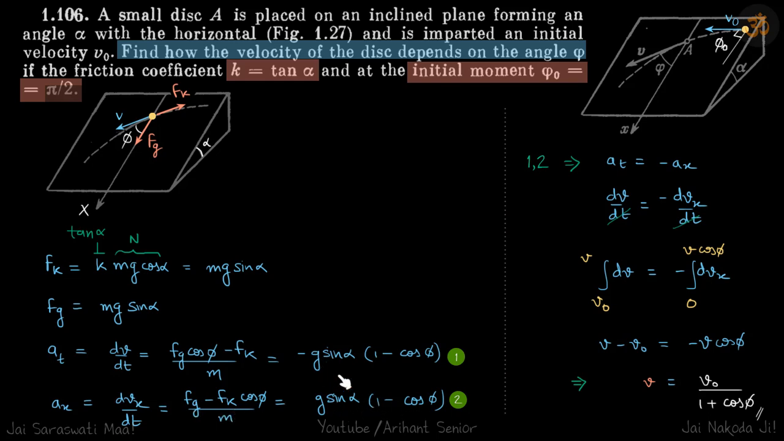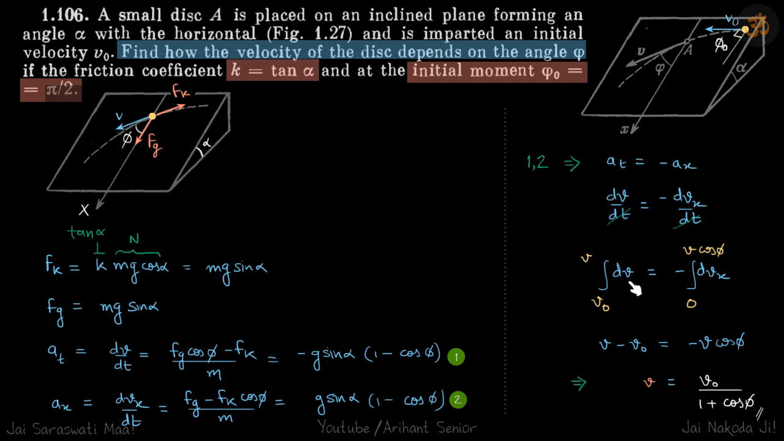So we see that at and ax just differ by a negative sign, that's all. So that's what we'll use. at is equal to minus ax, which means dv by dt is equal to minus dvx by dt, which gives the integral of dv is equal to minus the integral of dvx.